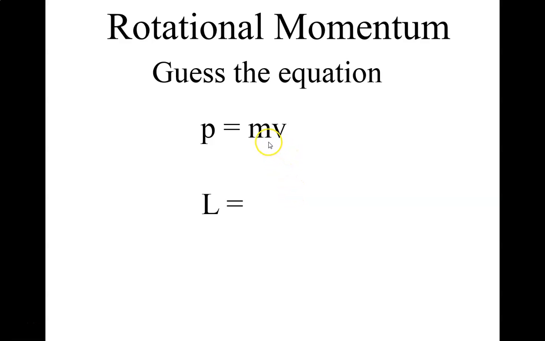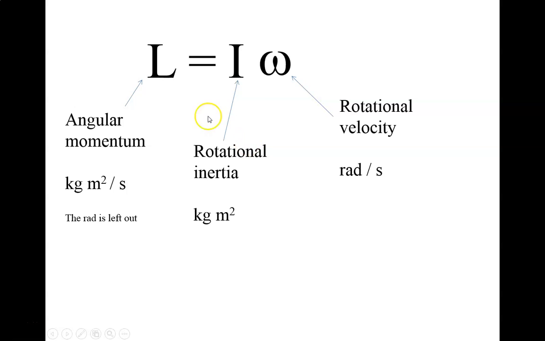What should we use for the M? Instead of M for mass, we want to talk about rotational inertia, and the symbol for rotational inertia is an I. And instead of linear velocity, we want to talk about rotational velocity. The symbol for rotational velocity is, hopefully you remember, the squiggly W, also known as a lowercase omega. So L equals I omega. And this will be on your AP equation sheet as well. So that's the equation that we're going to start with.